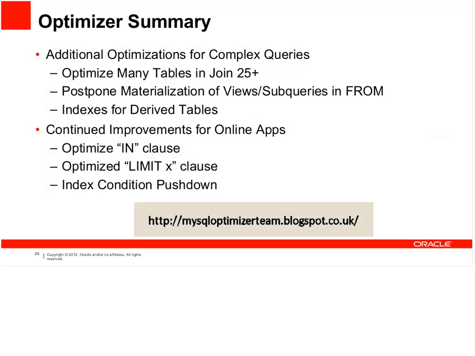We've optimized if you're using the limit clause, which is very common in web properties where you're doing paging, you just want to show the top 5 and then the next 5. We've optimized those statements, and index condition pushdown, where we can resolve it just based off the index alone, and we don't have to go to the data to get some of that. So some big improvements with our optimizer.